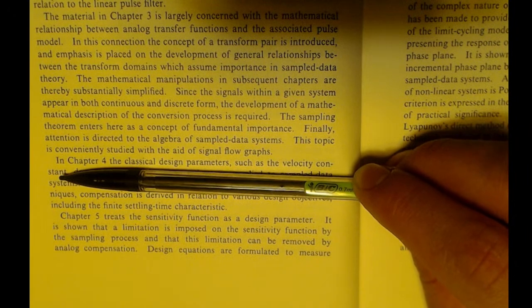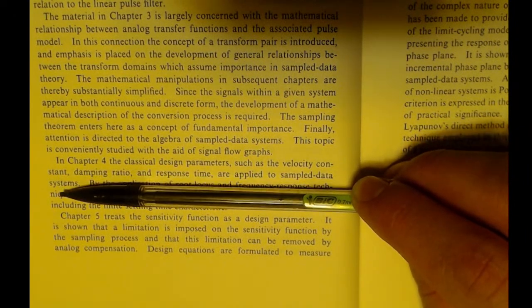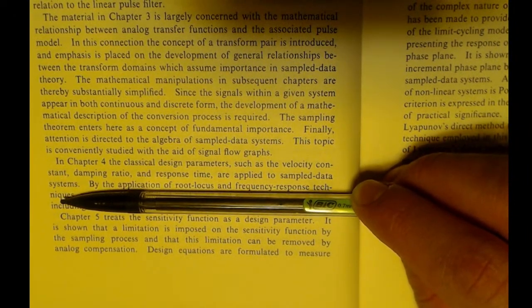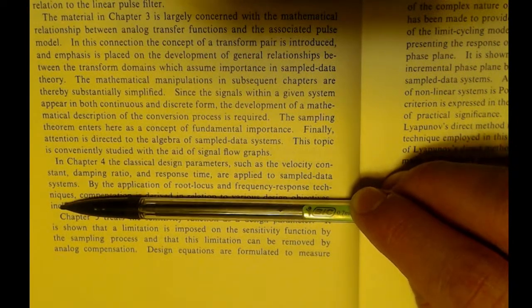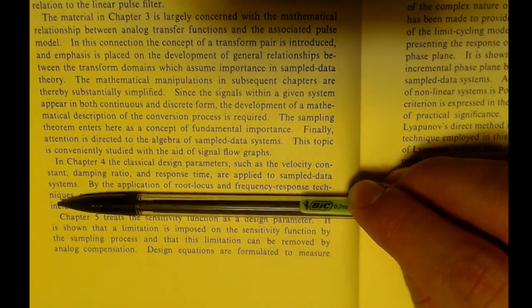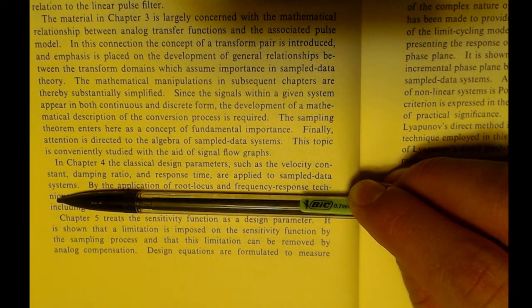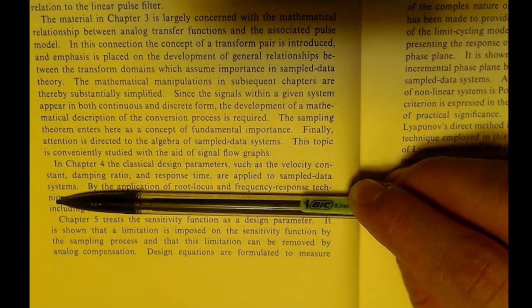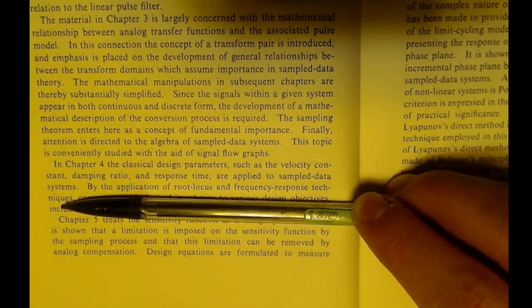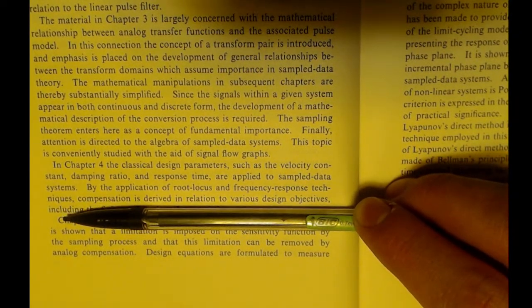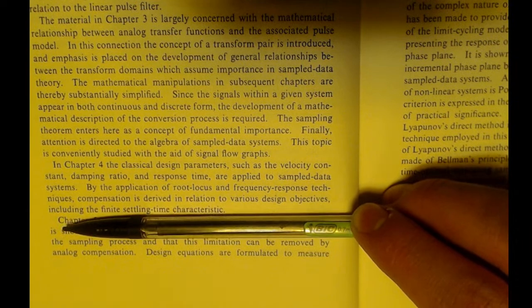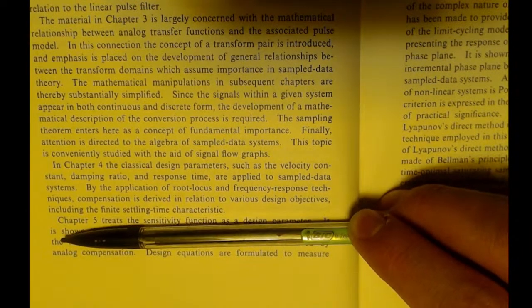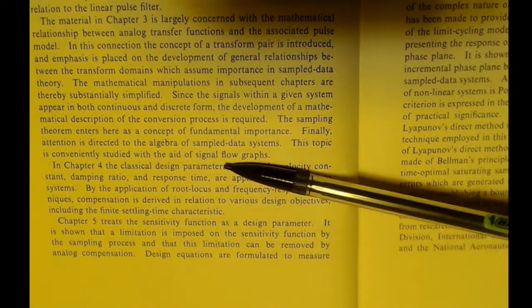In Chapter 4, the classical design parameters such as the velocity constant, damping ratio, and response time. Oh man, we got root locus. Well, okay, my reaction here is because root locus, I did that in a controls course with another professor who shall go unnamed that I did not particularly learn a lot from. Anyway, root locus and frequency response techniques. Compensation is derived in relation to various objectives. Yeah, okay, so this is where we actually have engineering design.